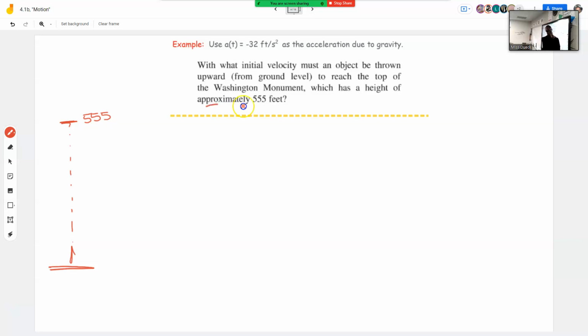Label what you know. You have 3 different things you can set that equal to. Technically 4. 4 variables in motion. Is it a T, an S, a V, or an A? What is that 555 feet? Is it a time, a position, a velocity, or an acceleration? Position all the way.